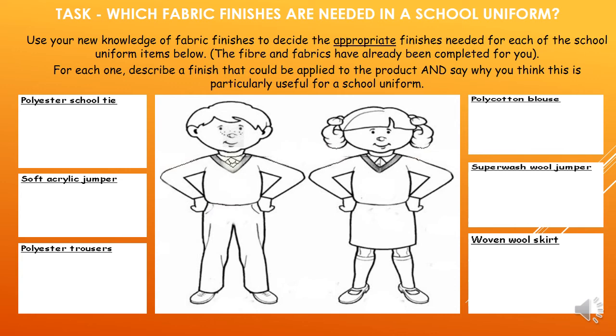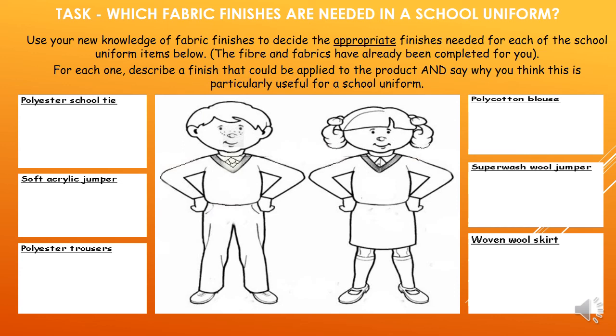So you've got polyester school tie. All the materials, all the fibres have been mentioned for you. Polyester, acrylic, polyester, they're all types of synthetic. They're all made from petrochemicals down the left hand side there. You've got a polycotton blouse, which we have talked about before, a superwash wool jumper, so it's kind of in the name there, a bit of a clue.